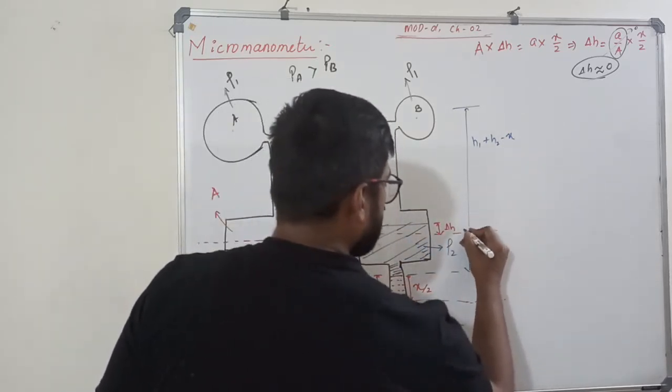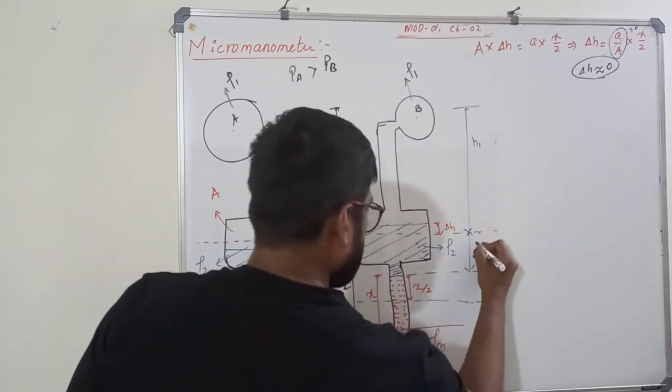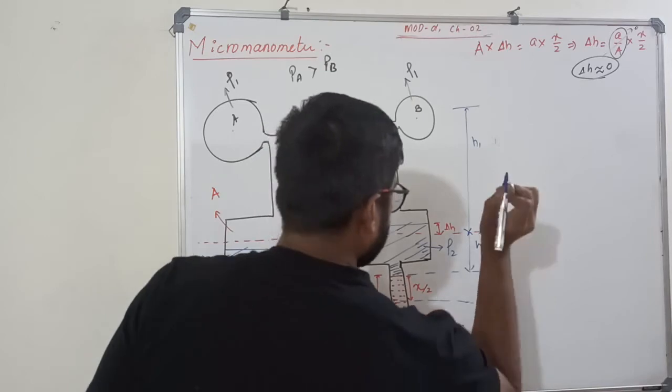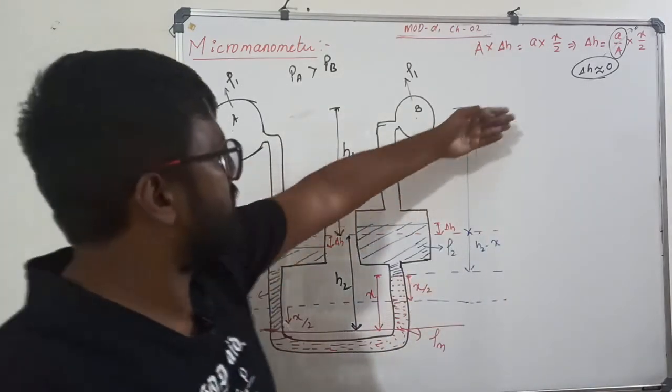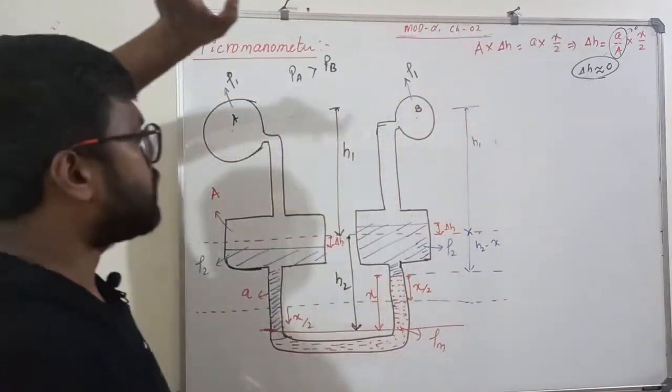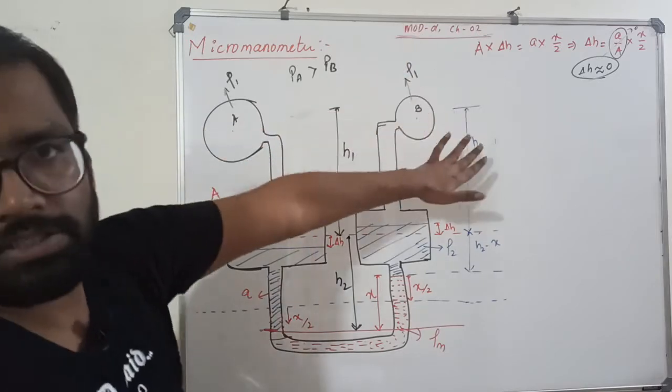And this distance, let me write this H1, and this H2 minus X. Okay. So now, sir, why you are not taking delta H into consideration? Already I have told delta H is very small. Now write your gauge equation. That is pressure on the left hand side equal to pressure on the right hand side.